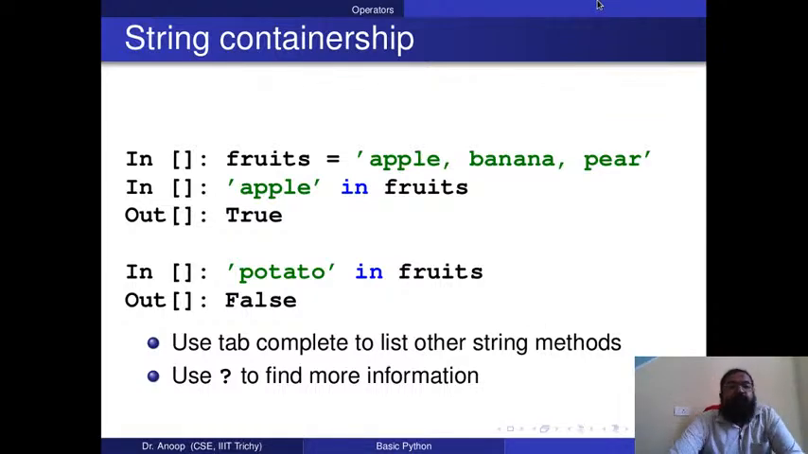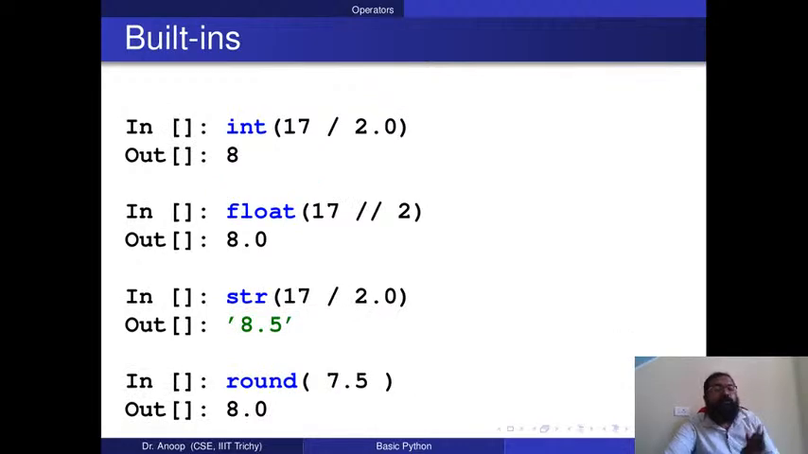So we looked at string containership, and I also told you about default parameters, and about the question mark and the IPython and Python differences, and how to create a simple script. Okay, so let's look at the next one.